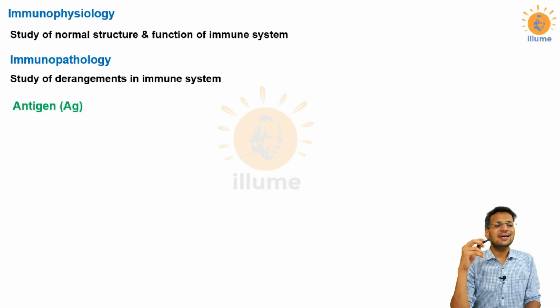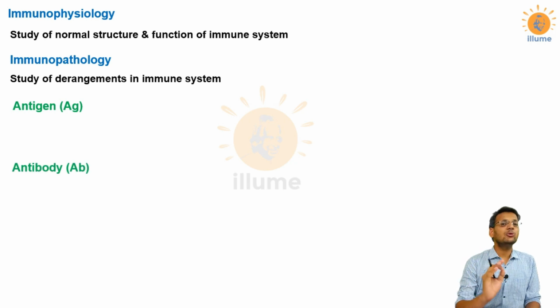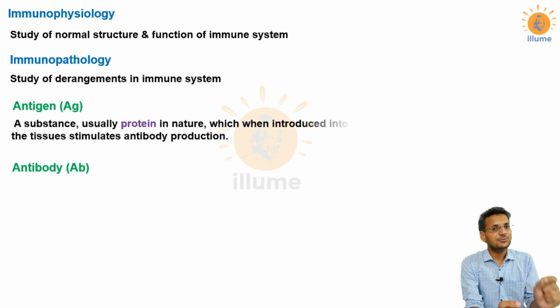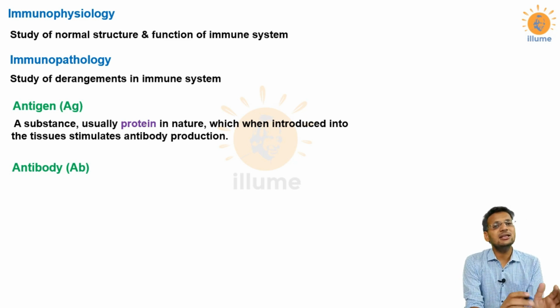Now the next two words are antigens and antibodies. See, what is an antigen? Antigen is mostly a protein, and it is that substance which helps in the production of antibodies when it enters your tissue. Any substance which, when it enters your tissue, stimulates the formation of antibodies, is called an antigen. Remember, most of the antigens are proteins.